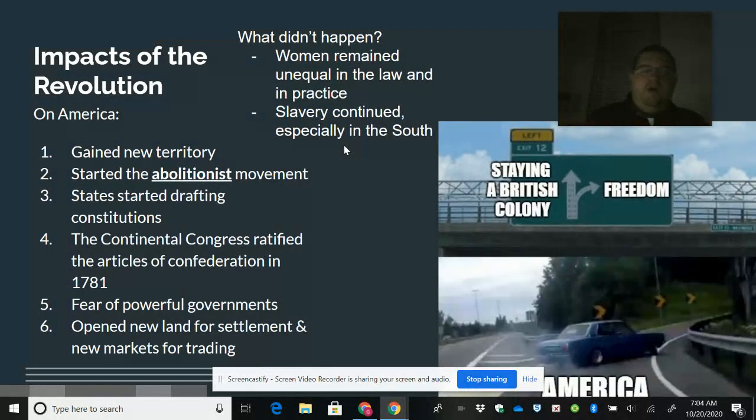Okay, so those are the two arguments. One with people saying the Revolutionary War is revolutionary, and then one saying not really that much change. It kind of remained the same.